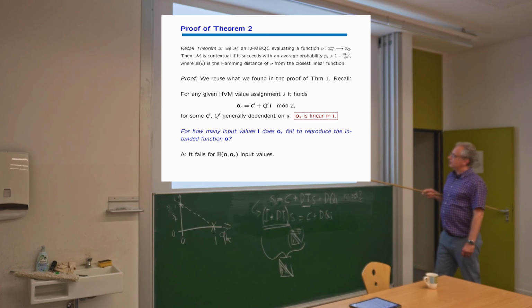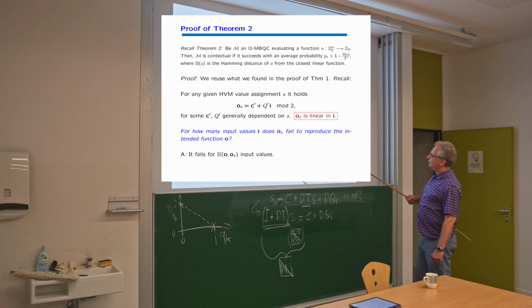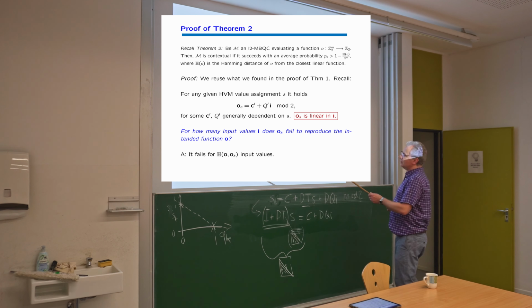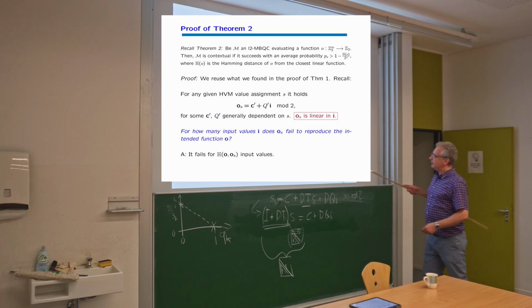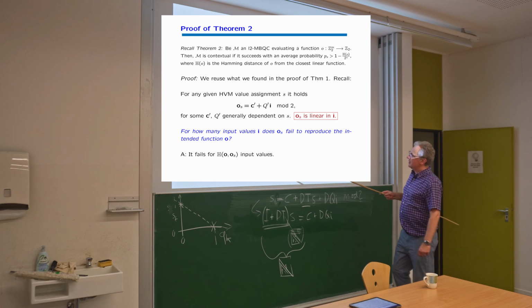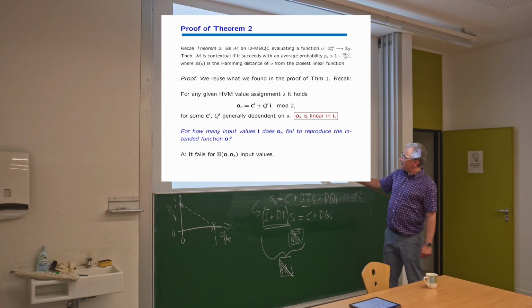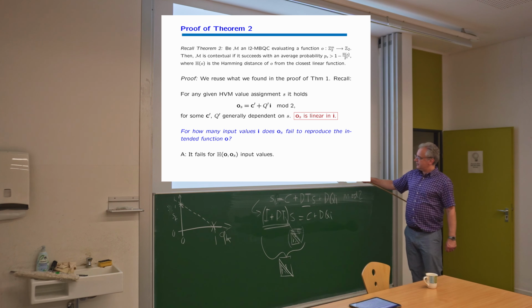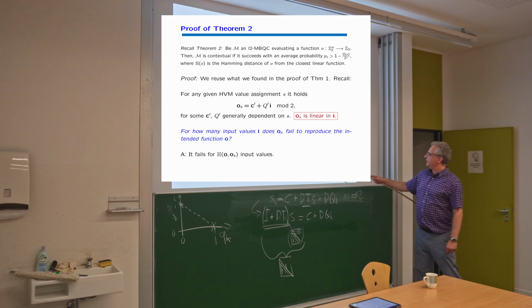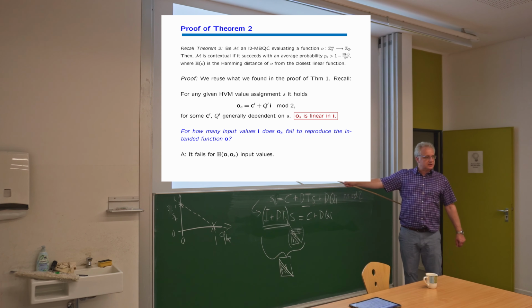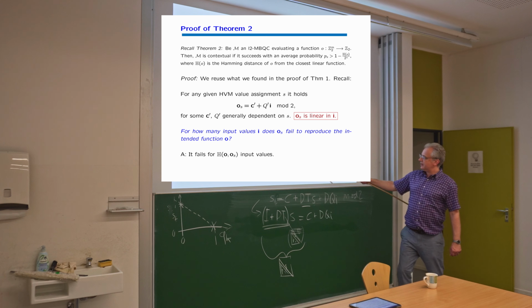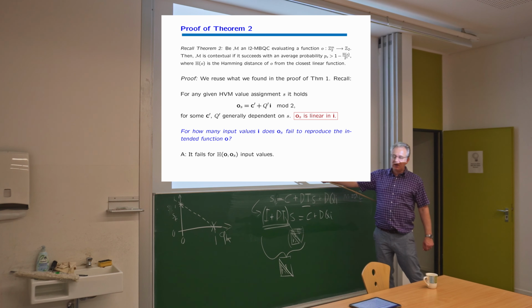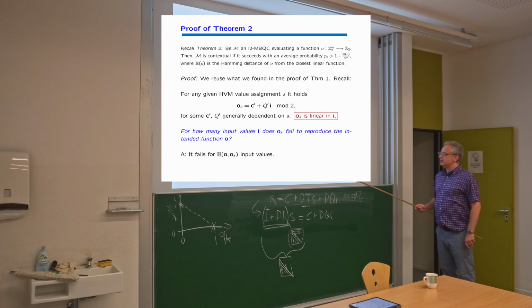Okay, and so that's what we are going to use now. And so we are inching forward in a bunch of steps. So the next question that we ask ourselves is, for how many input values does this predicted function fail to reproduce the intended function? So this is what the hidden variable model does. This is what we want to compute. So in how many locations do we fail to predict?